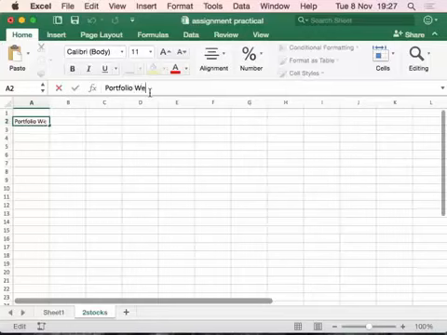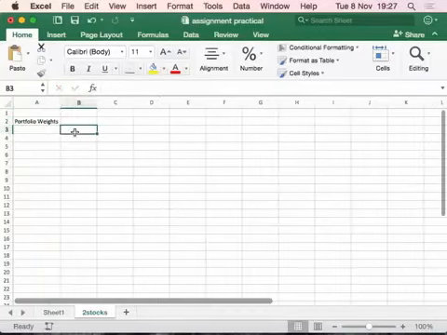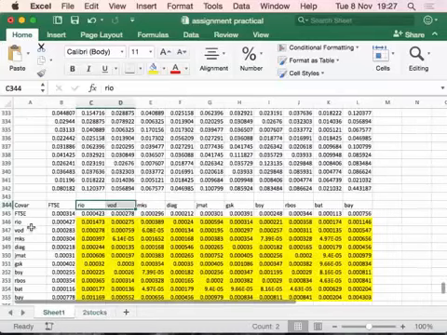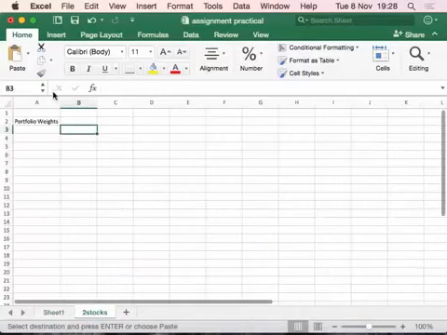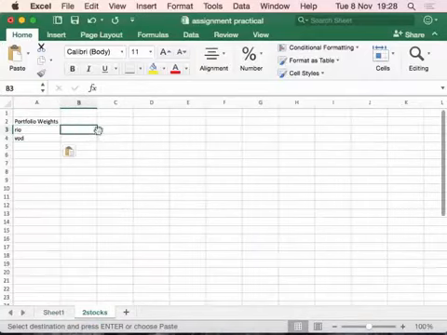Weights. So we need to define that. Portfolio weights, and I highlight this to copy. Control. Yeah. Right. Next thing.